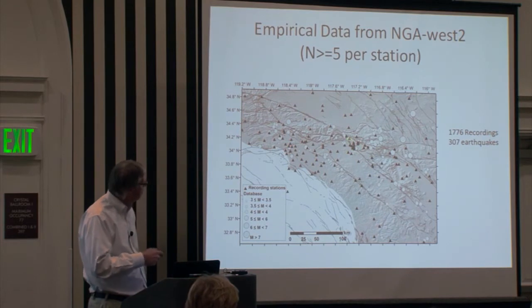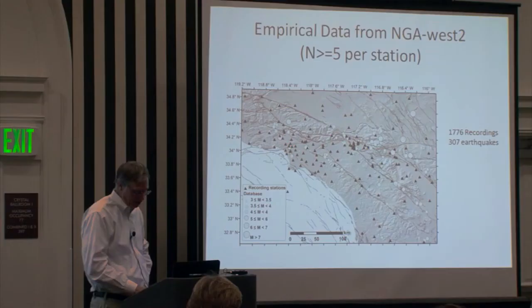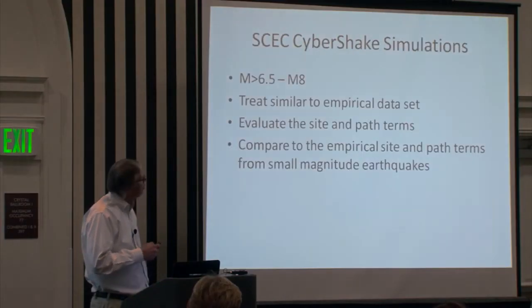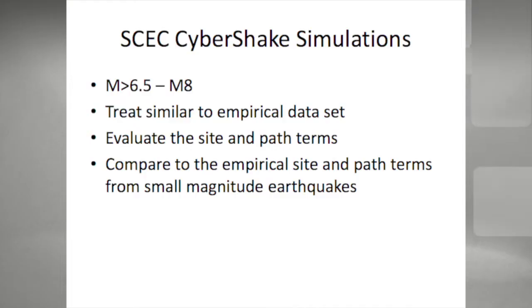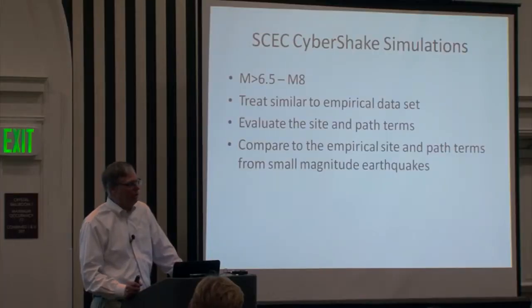These are the stations shown by the triangles, and the circles are the earthquakes. Not every station has a recording from each earthquake. Most of them are small, in the magnitude 3 to 4 range, but we have some larger ones in there as well. Then she also looked at the CyberShake simulations. Those are a different magnitude range, 6.5 to 8, so bigger earthquakes. We treated them essentially similar to the empirical data set. There are like 400,000 data points per site, so there's a huge number of data to work with.